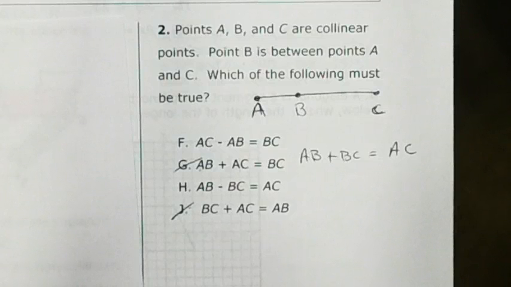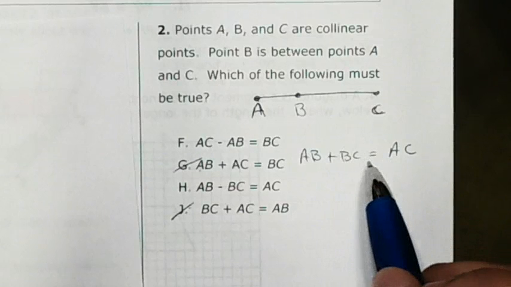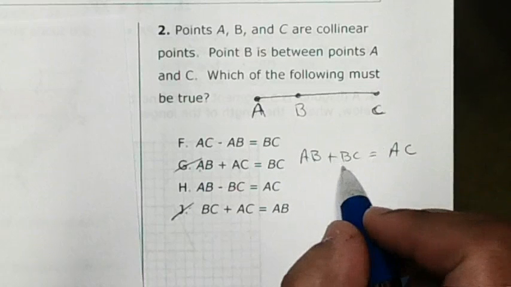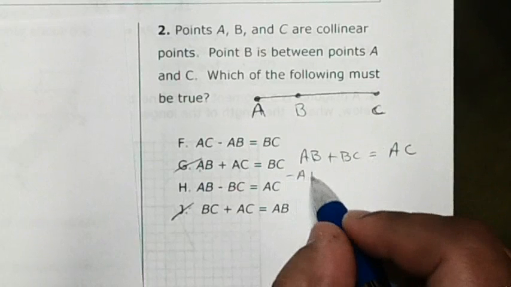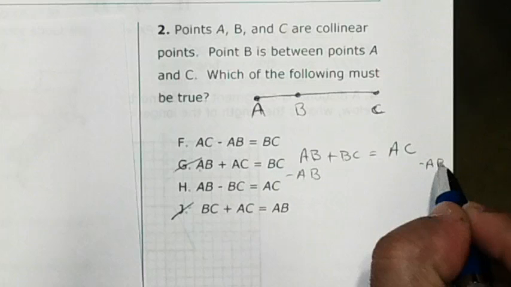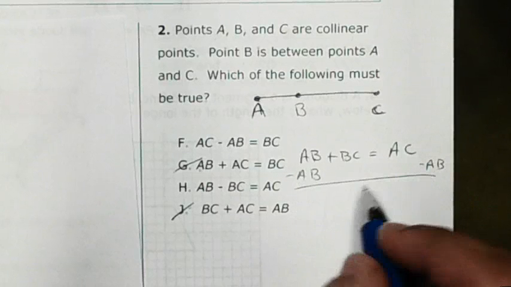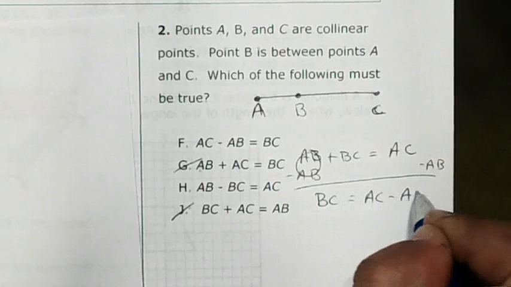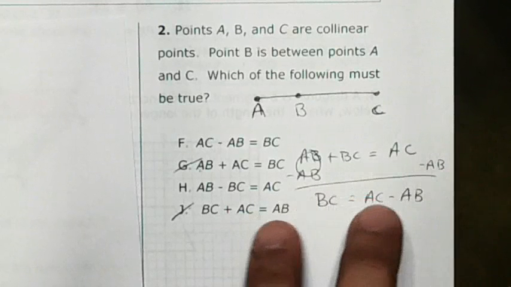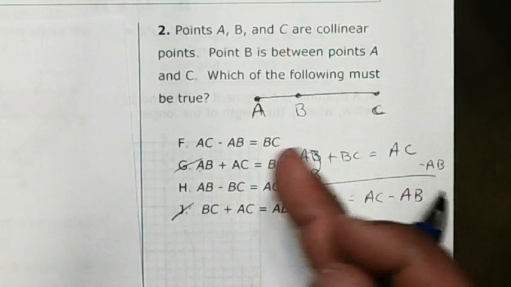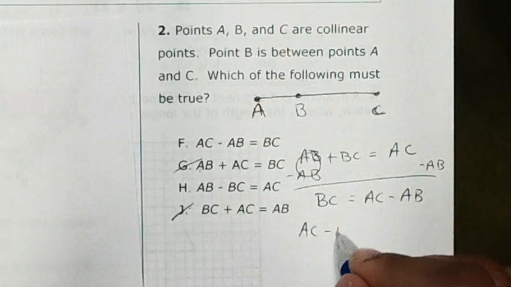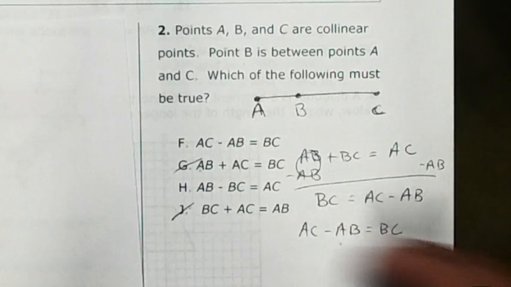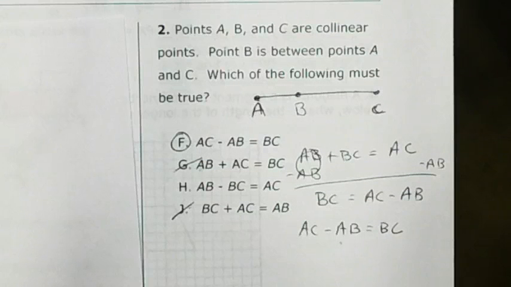Alright, so now that means I've got to rearrange this segment addition postulate. And let's say that I want to solve for BC. So I want BC by itself. That means I'm going to have to subtract the segment AB to both sides. That goes to 0, meaning that BC is equal to AC minus AB. Okay, now, because it is an equality sign, I can flip both of these two over. So I'm going to say AC minus AB is equal to BC, which does match F. Right, so that is my right answer.